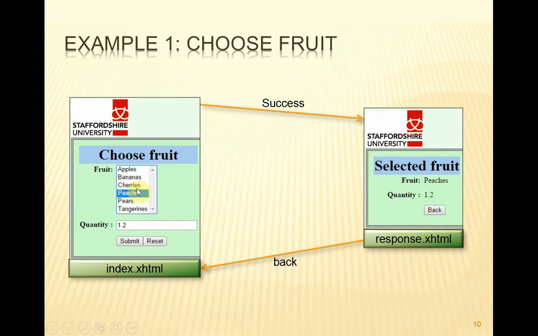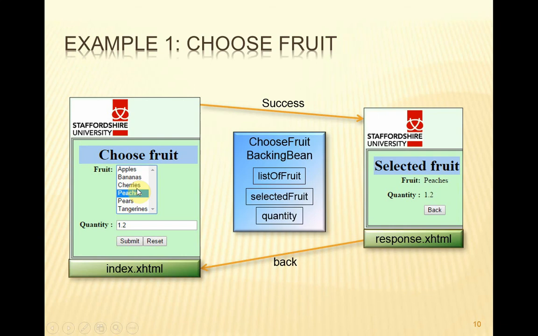Now, of course, these views have backing beans. We're going to use a single backing bean for both views. Within there, the list of fruit, which is going to be the list that is generated dynamically and is used in the list box. We'll have a selected fruit property, which will store the selection made. So with this selection, selected fruit will equal peaches. And then quantity, of course, will come from there. List of fruit will provide those values. The selected fruit will go into this property and will then again be used over in the second view, and likewise the quantity. So that's the navigation that we provide for the user and the backing bean that supports it.